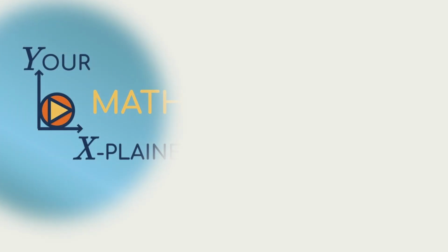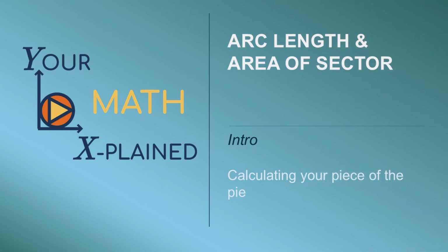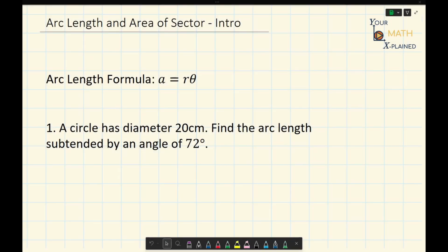My name is Angela. Circles are everywhere in math, from wheels and gears to ripples in water. But how do we measure parts of a circle, like just a slice of pizza or the curved edge of a track? That's where radians shine. Today, we'll see why radians are so useful, and we'll develop two powerful formulas, one for arc length and one for the area of a sector.